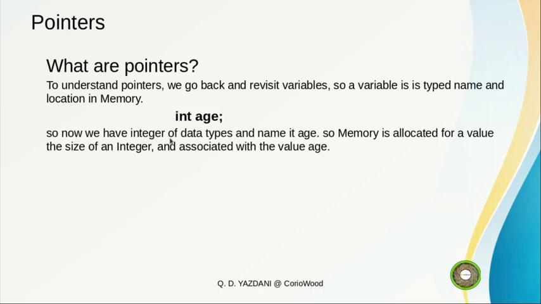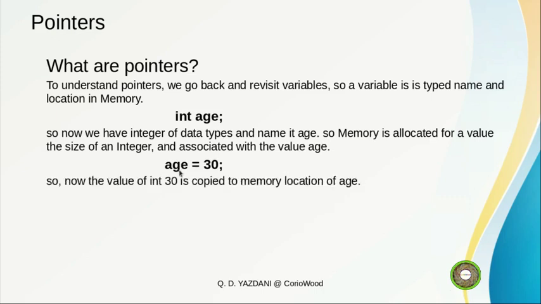Now we have an integer data type, and we name it age. Memory is allocated for a value the size of an integer, the size of int. Memory is allocated to this variable age and associated with the name age. And then age is equal to 30, so we assign 30 to age. Now the value 30 is copied to the memory location of age.